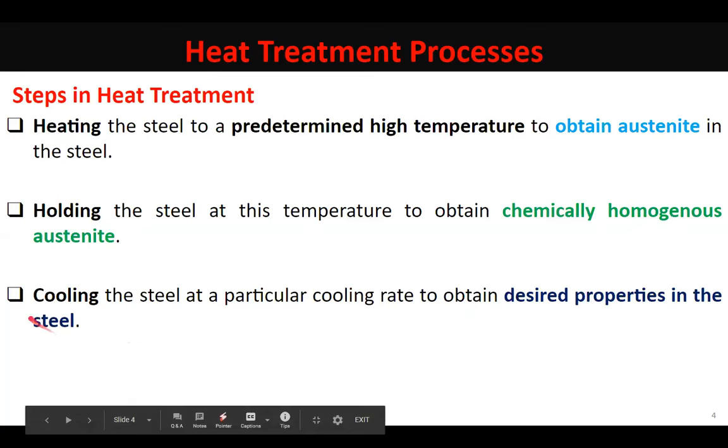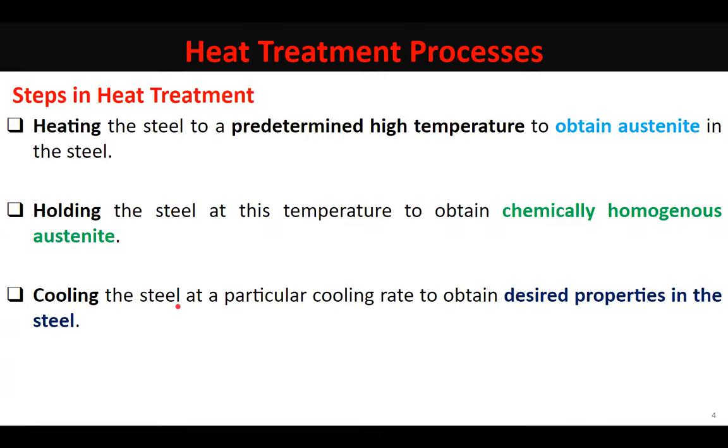And according to that, you follow a cooling pattern for your given steel. So these are the three main steps that are done in heat treatment. First step, heating to form austenite. Second step, soaking to make that austenite chemically homogeneous. And third step, cooling to now decompose or transform that austenite into desirable phases so that a desirable microstructure and hence mechanical properties are obtained in your resulting steel which has gone through the heat treatment process.